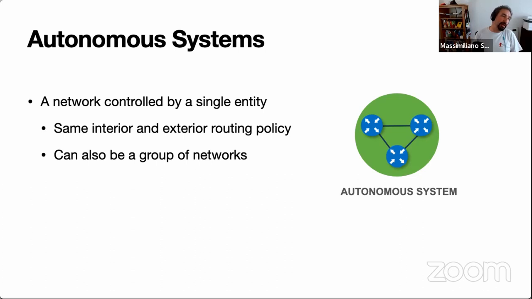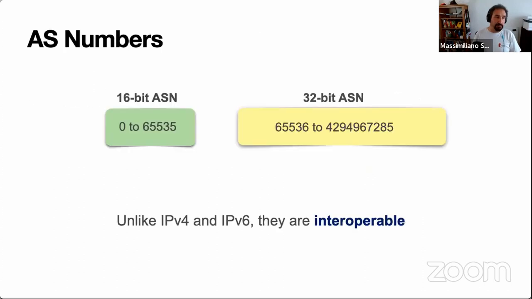So when we look at the small entities, autonomous systems, it's a network controlled by one actor, one single entity, and it has its own routing policy, but it could also be a group of networks. It could be a group of different organizations that get together and then run one single autonomous system. There are many cases of this on the internet, and then they get assigned a number that defines their autonomous system. These numbers can be 16 bits or 32 bits.